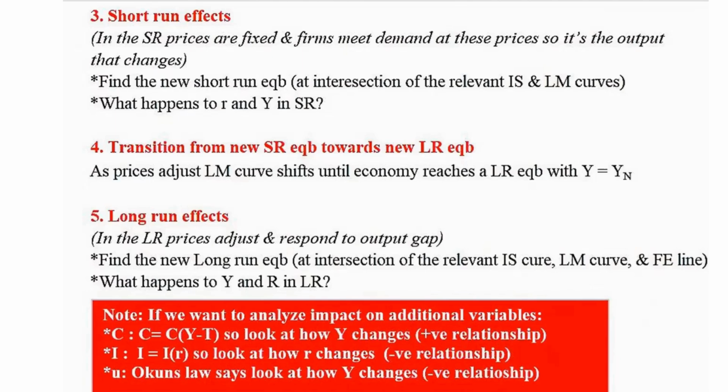If we wanted to look at the impact on investment, then we will look at it through the impact on the real interest rate, as investment and the real interest rate are inversely related. If we wanted to look at the impact on the unemployment rate, then by Okun's law, we should look at output, because Okun's law is an empirical negative relationship between output and the unemployment rate.